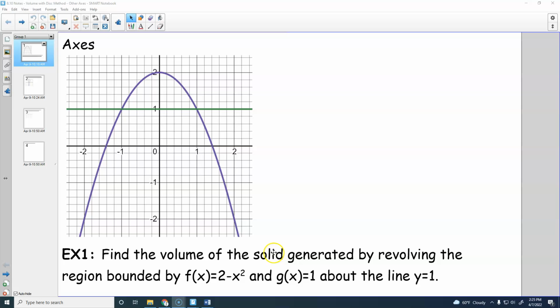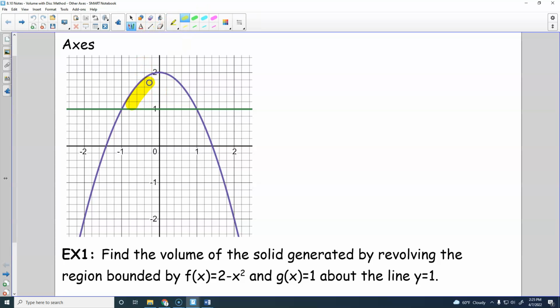So we are supposed to find the volume of the solid generated by revolving the region bounded by f of x equals 2 minus x squared and g of x equals 1 about the line y equals 1. So what exactly would the fulcrum be? So the line y equals 1, is that vertical or horizontal? It is horizontal. So in this particular case, and on the notes for 810, we are rotating around that green line right there, that line y equals 1. So the bottom boundary is what we're rotating around.